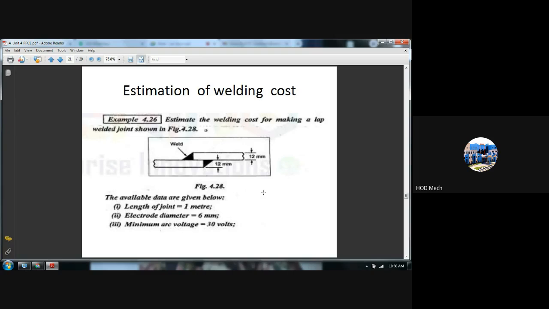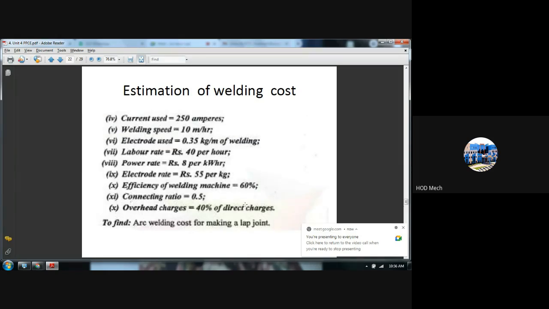Now this is one of the examples where it says estimate the welding cost for making a lap weld, and the diagram is given. The workpiece material is 12 mm thick, and there is certain available data. The weld joint length is 1 meter, the electrode diameter you are going to use for welding is 6 mm, the minimum arc voltage fixed for this welding is 30 volts, the current is set at 250 amperes, and the welding speed at which the operator welds is 10 meters per hour.